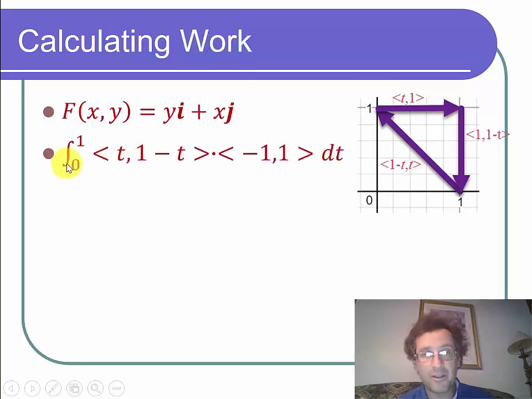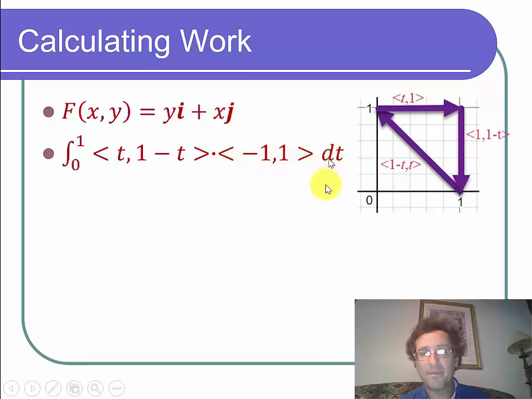So the first integral goes from 0 to 1 of, and then we have y. Y was t, so there's our t. And we have x for the j component. X was 1 minus t, so here's 1 minus t for the j component. R prime is negative 1, 1. So there's our dot negative 1, 1 dt.